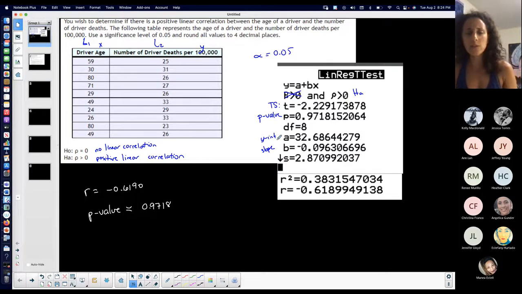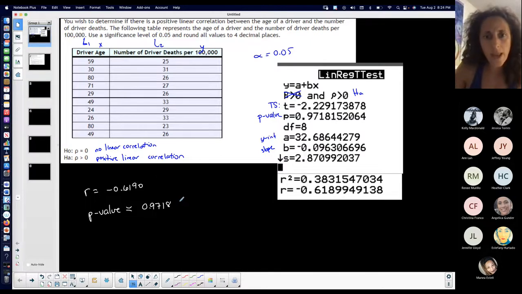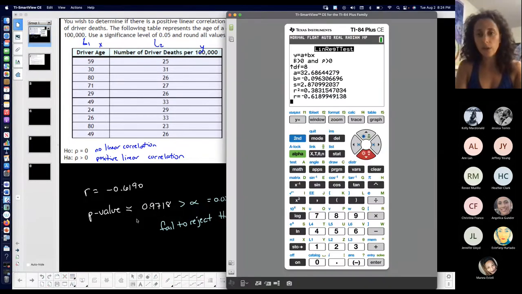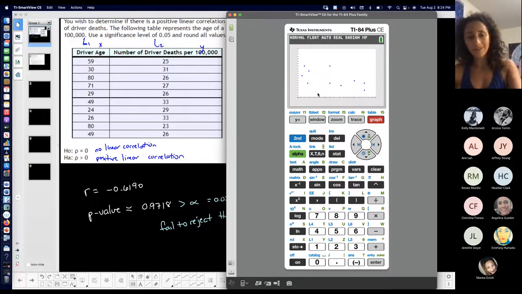I don't really need this for this problem because I'm not asked for it, but also check this out. The p-value is way bigger than alpha. Alpha is 0.05. The p-value is way bigger than alpha. And if you remember last week and the week before, when the p-value is bigger than alpha, then I fail to reject the null, right? I cannot reject the null. This is huge, which is what I expected. Because remember, look at my graph. My graph does not look linear. It does not look positive linear at all. But it doesn't look linear at all either.